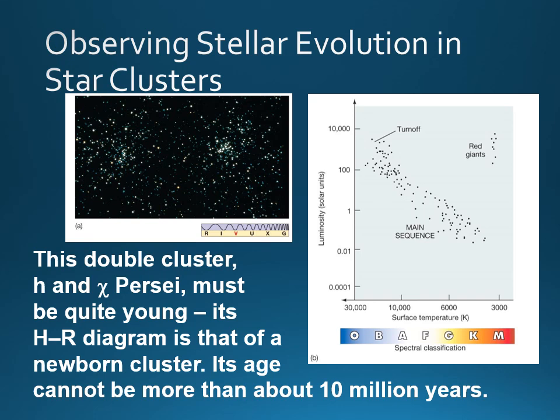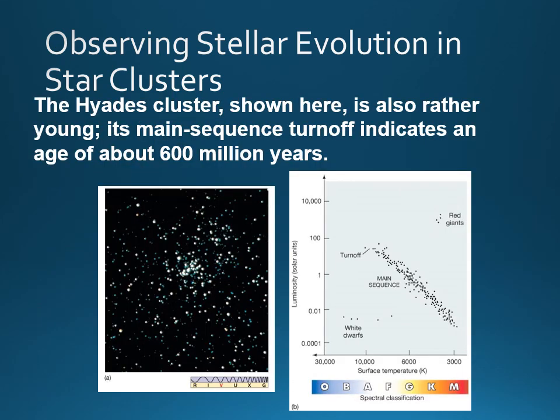This double cluster, h and Chi Persei, must be quite young. Its HR diagram is that of a newborn cluster. Its age cannot be more than about 10 million years. The Hyades cluster shown here is also rather young. Its main sequence turnoff indicates its age of about 600 million years.